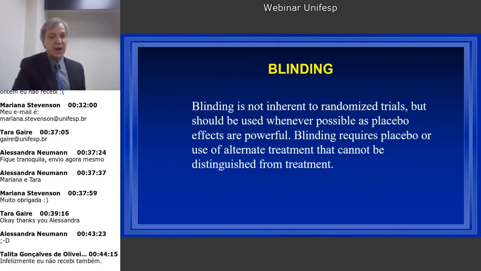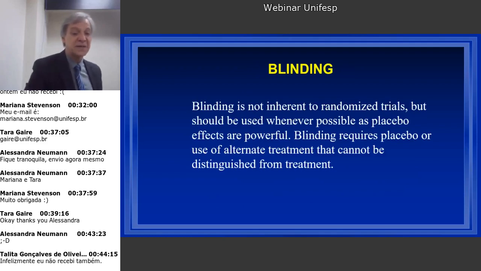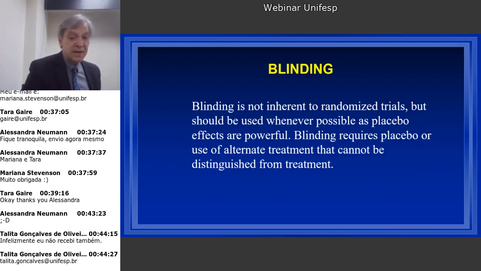It's not inherent to trials, but should be used whenever possible, as placebo effects are powerful. So you should blind them. Blinding requires placebo or use of an alternative treatment that cannot be distinguished from the treatment. So you should only do blinding and placebo together.